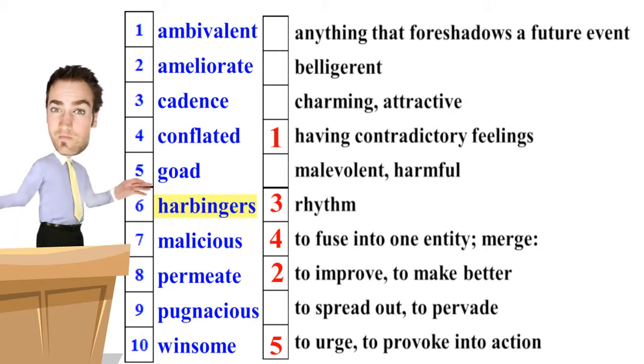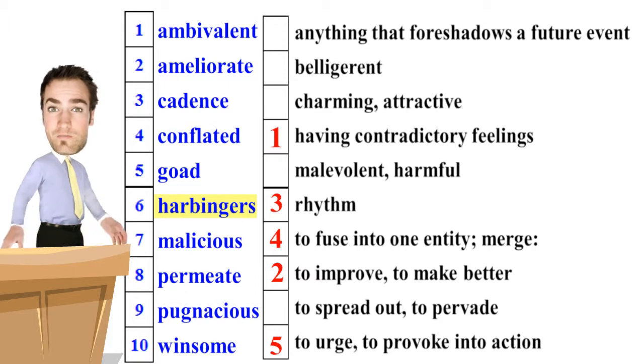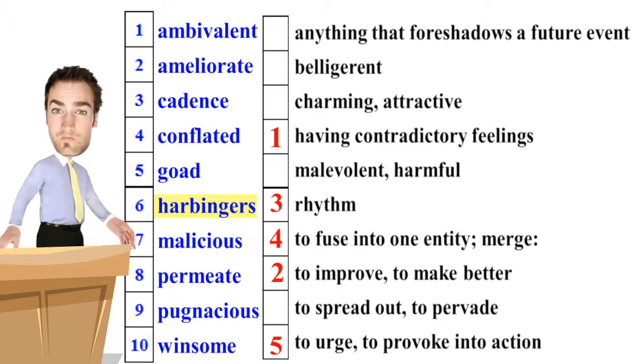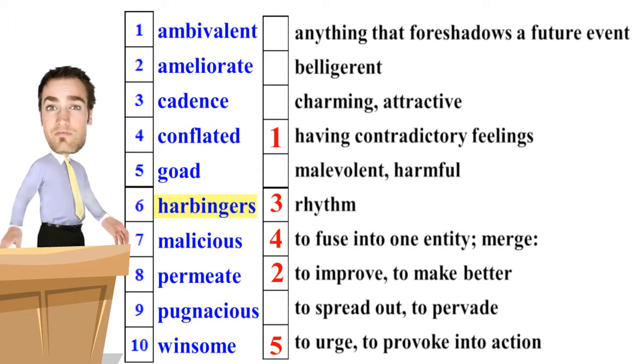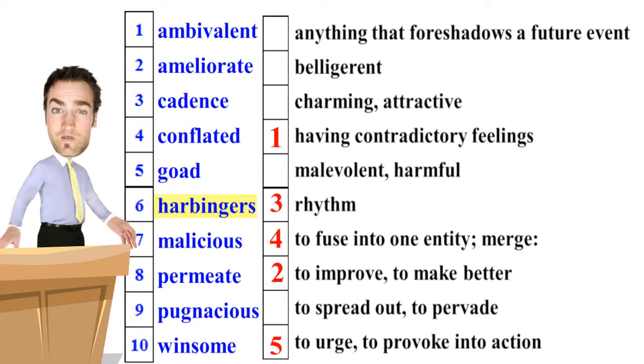I don't think you should learn it for any roots, because it's a very strange origin. It comes from all sorts of different sources, German, French, Frankish, so forth. But it is a word that does seem to appear quite a bit on standardized tests. The word harbinger should be paired with the very top definition, anything that foreshadows a future event. But again, it has a wider meaning than that.